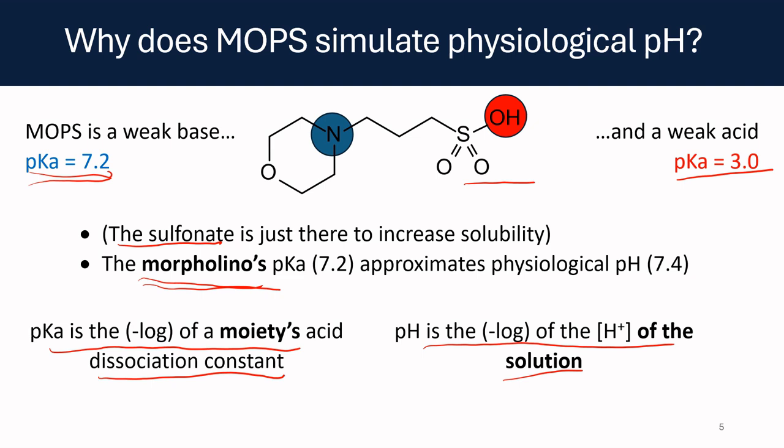Okay? So what I'm trying to get at is we can add MOPS into a solution of water, and it's not going to magically become 7.4 or even 7.2 for that matter. It's going to be close, but we need to learn how to manipulate this to get the buffer dialed in to our desired pH of 7.4. And that is what we are going to spend the next few slides discussing.